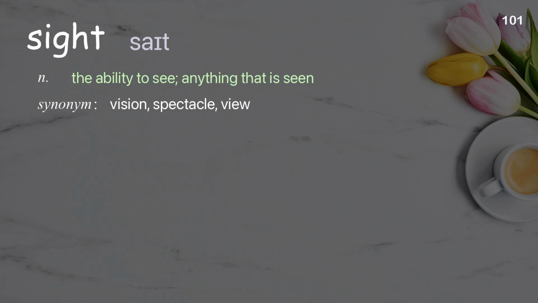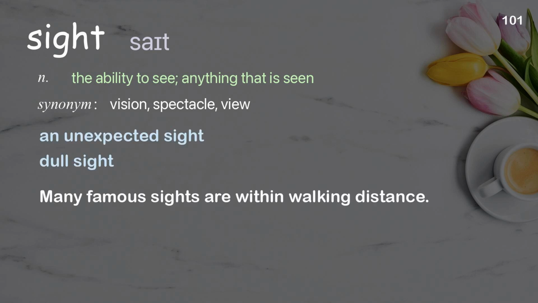Sight: The ability to see anything that is seen. Examples: An unexpected sight. Dull sight. Many famous sights are within walking distance.